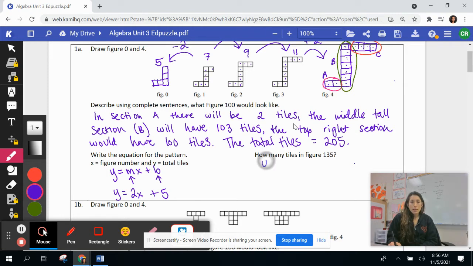So remember, y is the total number of tiles, and we've got 2x. We're going to put in 135. That's the figure number. And so we're just substituting 135 into that. So we're going to do 135 times 2, which is 270, plus 5. That's going to give us 275 tiles in figure 135.